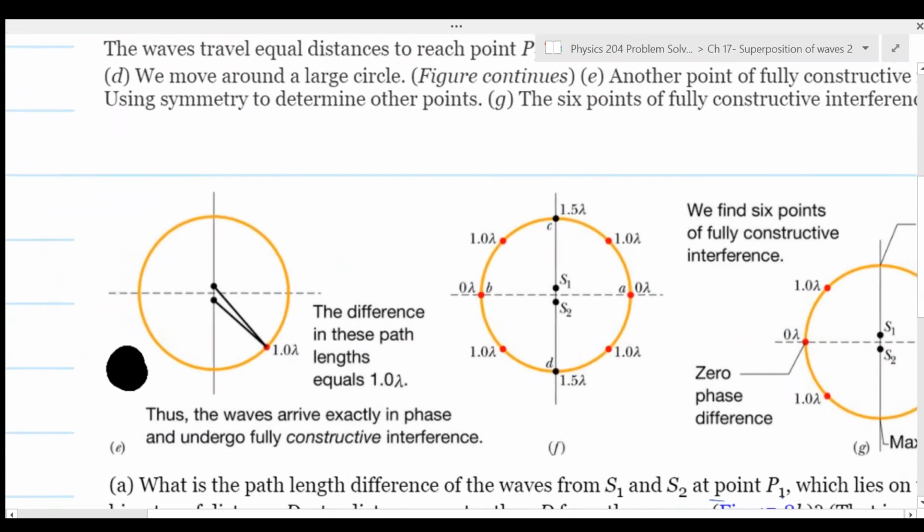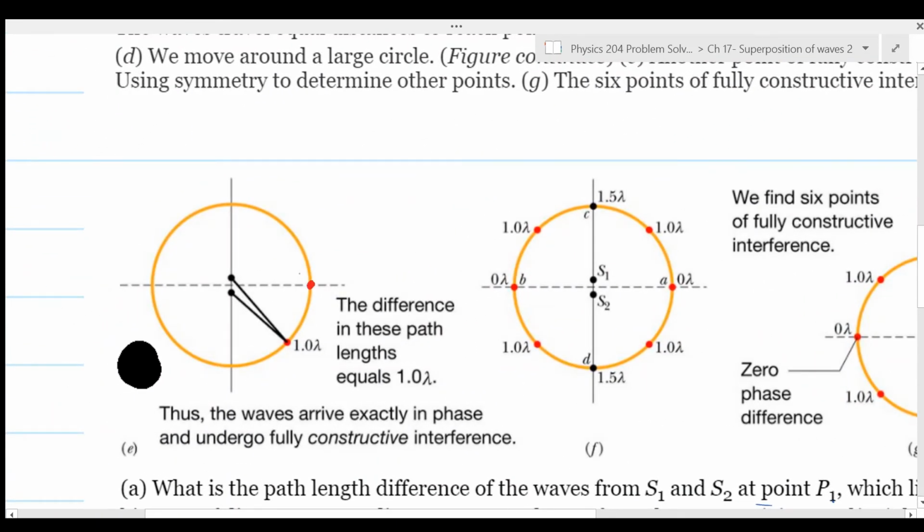What other points can we study? So check this figure please. We said that we have this point here, point A, where the path length difference is 0 lambda, and we have this point D here, where the path length difference is 1.5 lambda, which will lead us to deducing that somewhere between these 2 points, there must be a point where the path length difference is 1 lambda. And at this point, of course, we're going to have constructive interference. So far, we've got point A with a constructive interference, point C, and point E here.